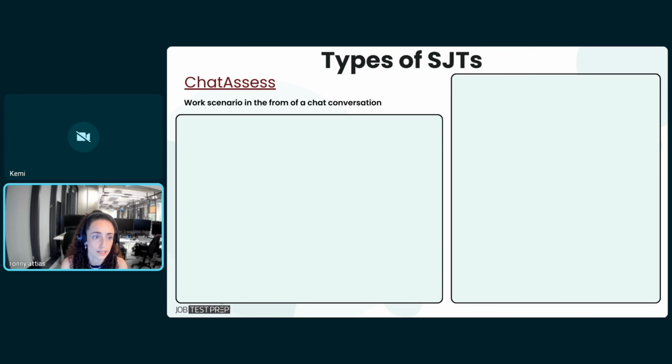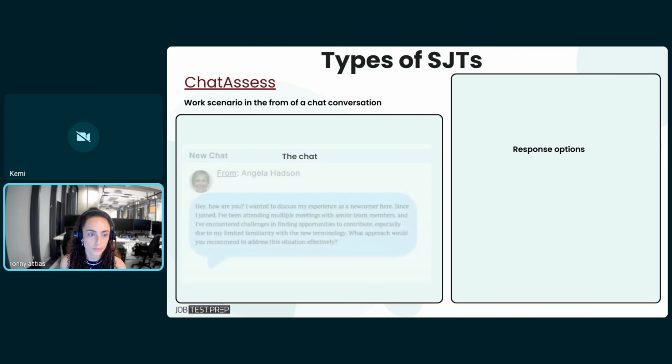So what does chat assess look like? It's a work scenario that's presented as a chat conversation. So usually you'll have the chat over here, and here you'll be given response options. The actual chat exchange can really vary. Sometimes you'll have a conversation that's pretty long, and sometimes the conversation will be short. Right now, we're going to see a sample of what this looks like.